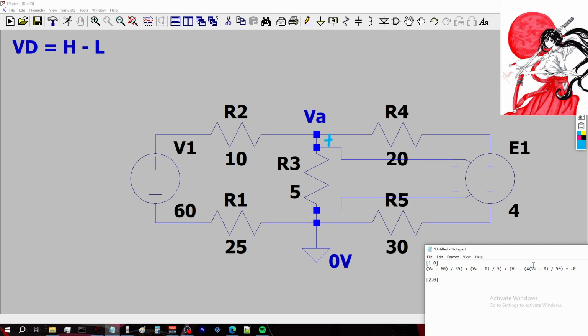All right. So now we have our full equation, and now we can simplify. So we have VA divided by 35, VA divided by 5, and VA divided by 50. And we have to add that all together. We even have a VA here, so we have to deal with that VA. So we got 4 over VA. We got 2 VAs here. We got 50 and a 50. So it doesn't even matter.